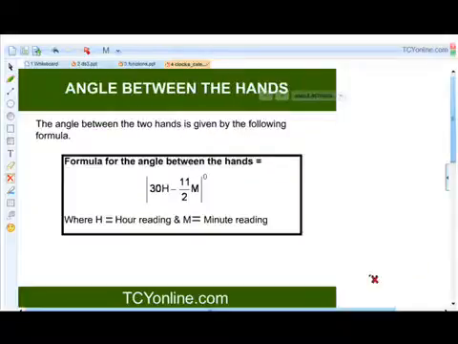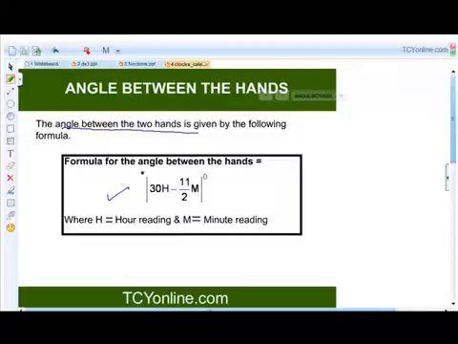The next thing which is very important is the angle between the two hands. The angle between the two hands is simply given by the formula absolute of 30 times h minus 11 over 2 m degrees, where h means the hour reading and m means the minute reading. So do remember this special formula.